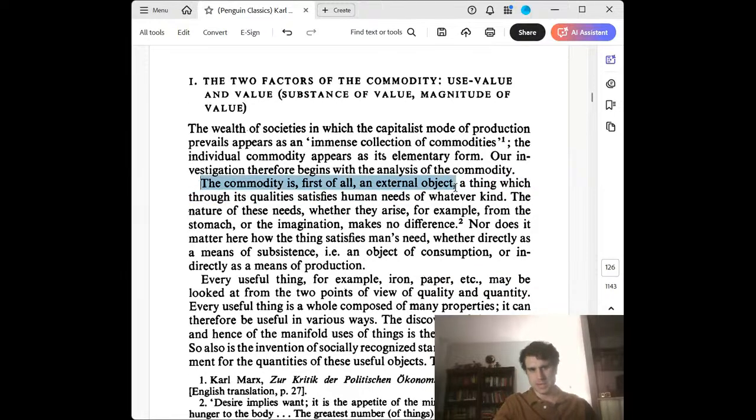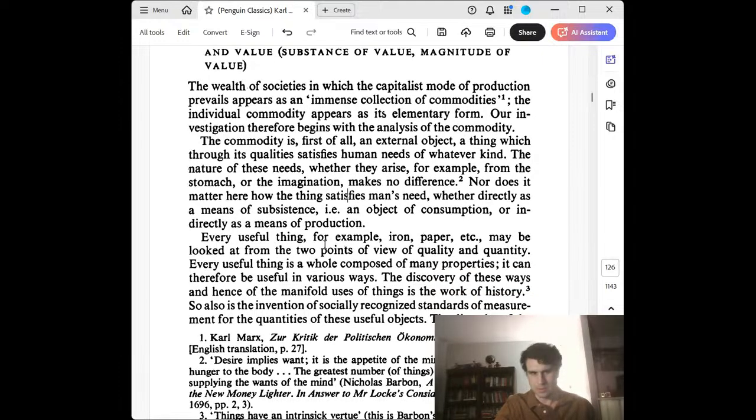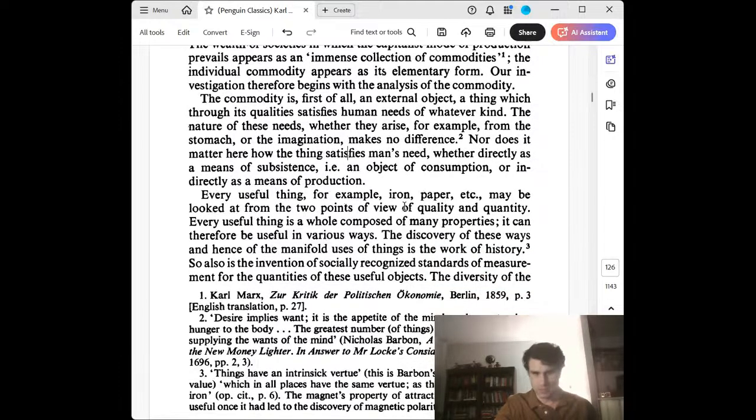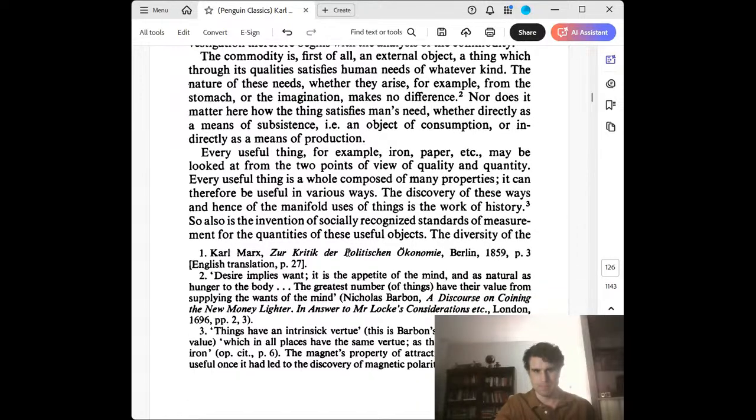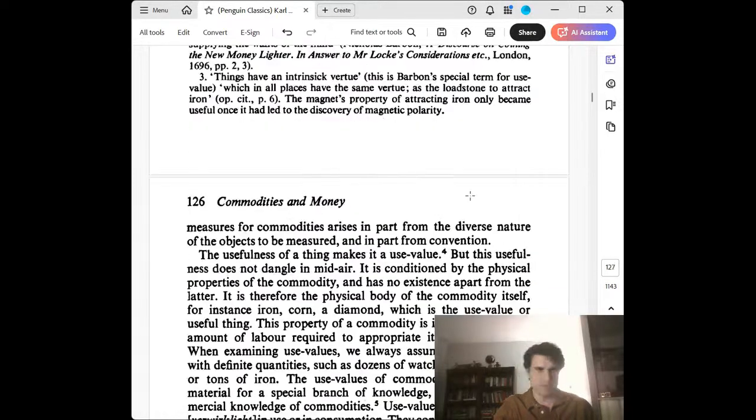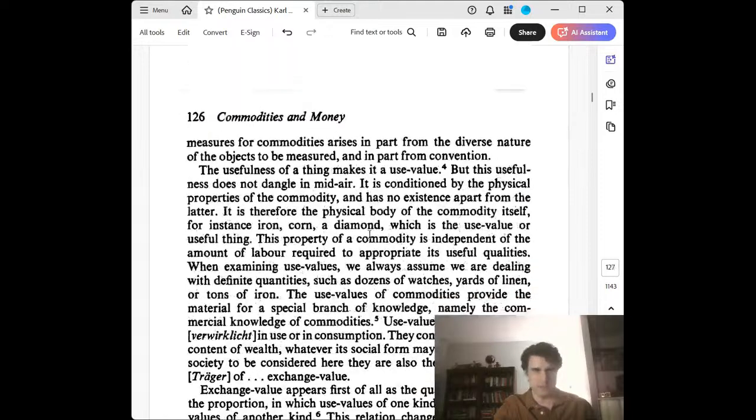We talked about what the commodity is. First of all, it's a thing. It's an external object. It satisfies a human need, whether arising from the imagination or stomach. Somebody wants that commodity. It can be viewed from quality and quantity. It's a thing with properties, and these properties satisfy a human need.